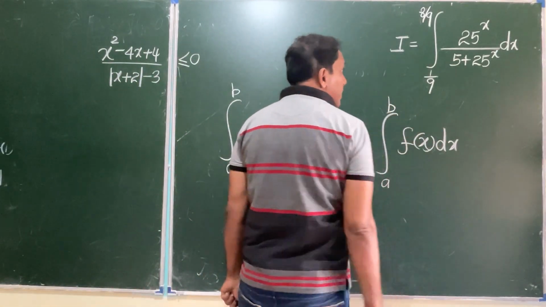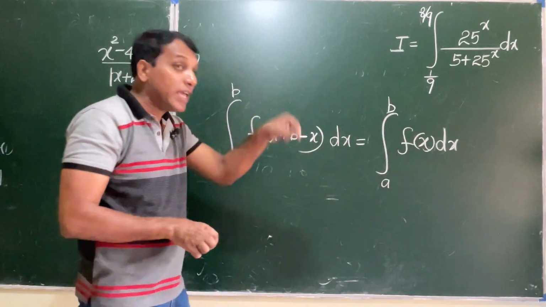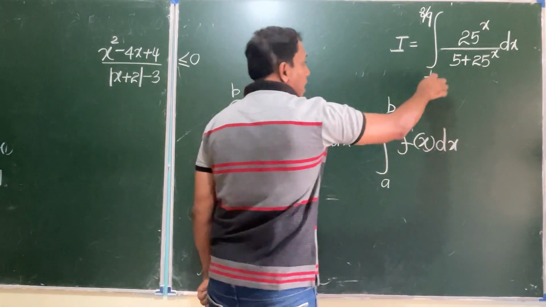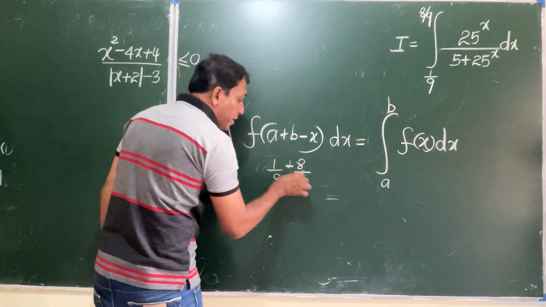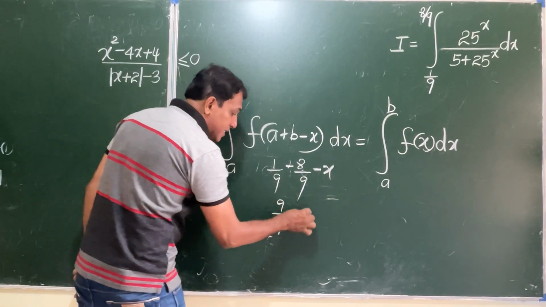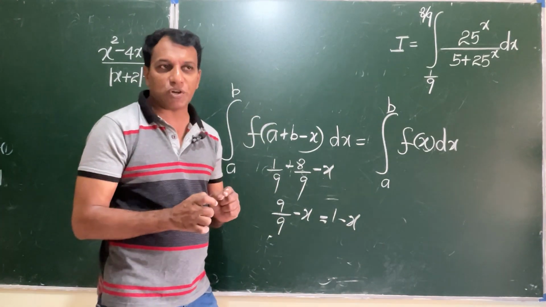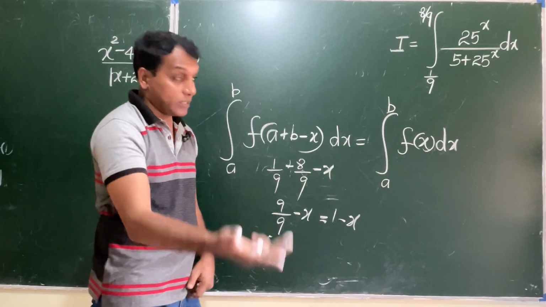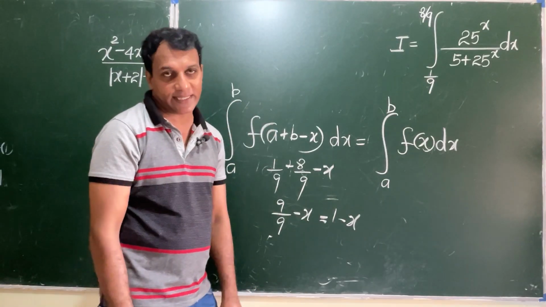Therefore, I can write that the function is 25 to the power x. We replace x with a plus b minus x. So a plus b is 1 over 9 plus 8 over 9, that is 9 over 9, minus x. What is that? 1 minus x. Therefore, my dear students, that is the tricky, challenging part of this question. All my problems are internationally valid questions, as well as for our national exams. So 25 to the power 1 minus x.